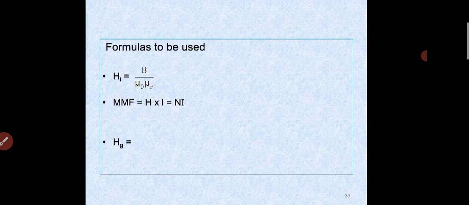So next, formulas to be used. Hi is equal to B by mu naught mu R, and next, MMF is equal to H into L, which is equal to Ni, and Hg is equal to B by mu naught.